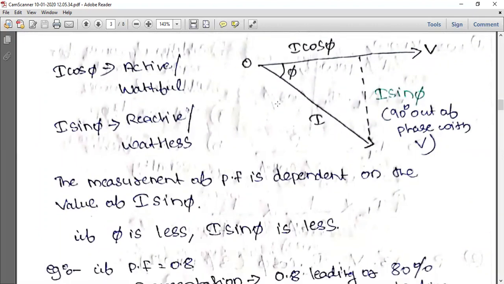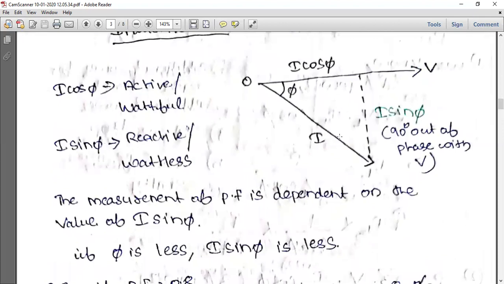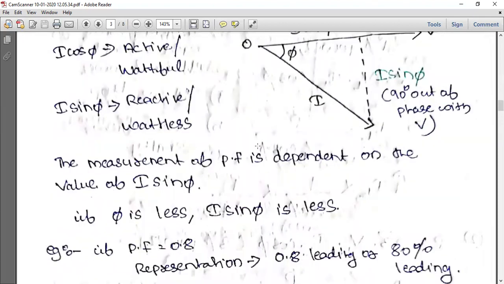So if phi is less, I sin phi is less. So we can typically say that the power factor depends upon this value I sin phi. If you are reducing this, the phi will be less. If the value of phi is becoming less, cos phi will be more, because cos 0 is 1. So we need the phi value to be less, so that cos phi will be more. It approaches unity, it reaches 0.8, 0.9 values. Okay, so if phi is less, I sin phi is less, in that case cos phi will be more, because phi is becoming less.